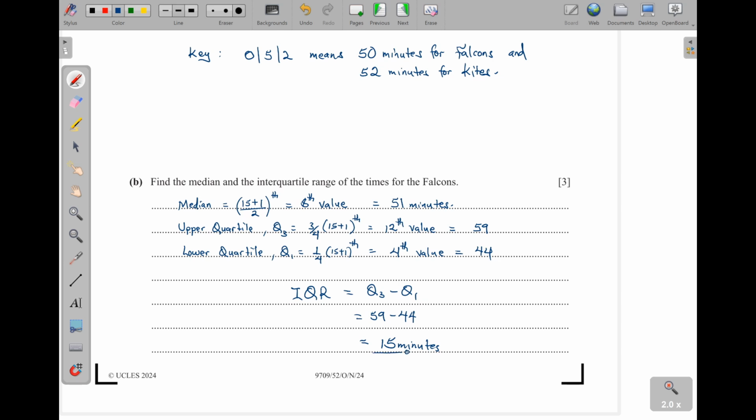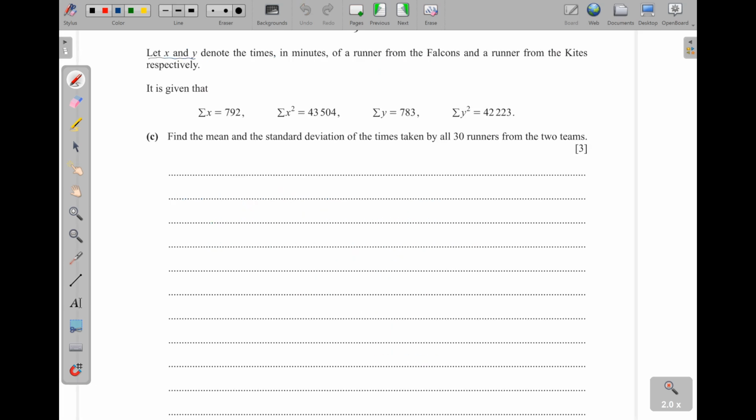As simple as that. Here they are saying let X and Y denote the times in minutes of a runner from the Falcons and a runner from the Kites, respectively. It is given that summation of X is equal to 792. That means they get their times and add them all together, okay? And then summation of X squared, when they get their times and square them, then add, this is what they get. Then summation of Y is this, and summation of Y squared is that. And then you're asked to find the mean and standard deviation of the times taken by all 30 runners from the two teams.